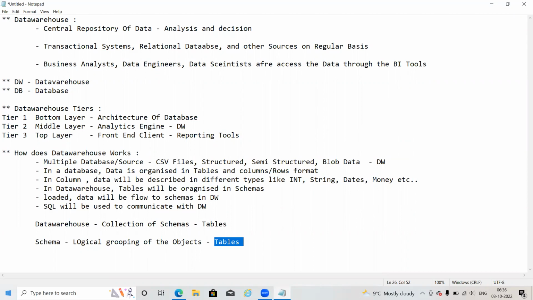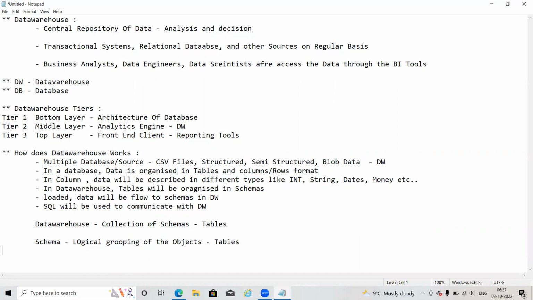We can say this is a container. In that container, we will place the things. Like that, in the data warehouse world, the schema is a logical grouping of the objects, nothing but tables where we are going to load our data. Is that clear? Yes. Sure. So this is about how the data warehouse works. Next.